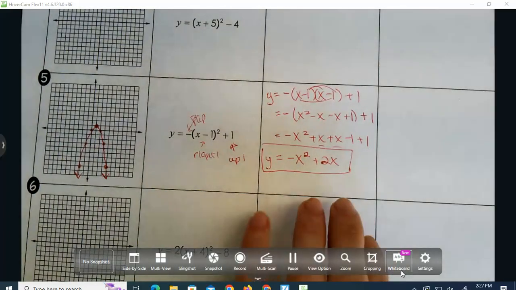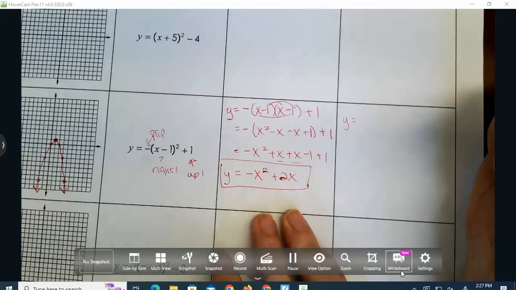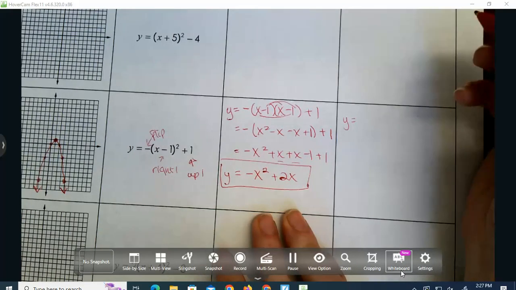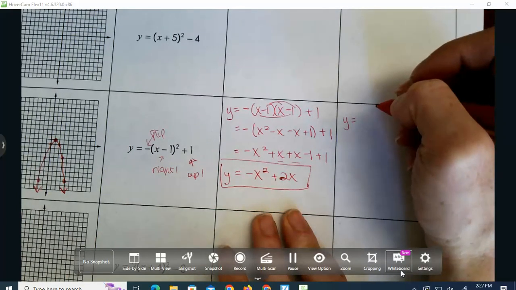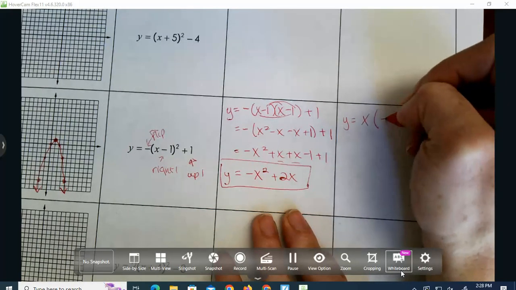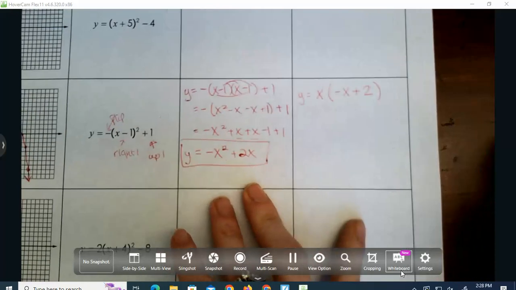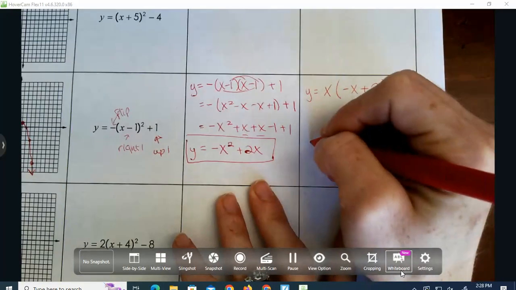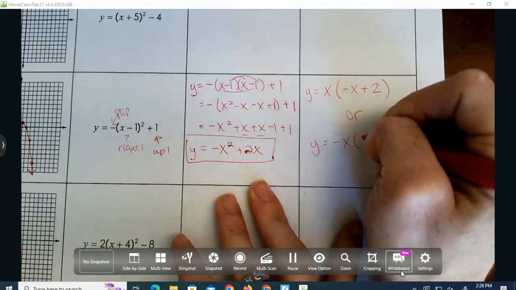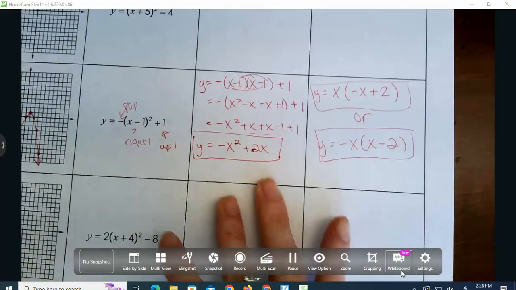How did we factor something like that? GCF, what can we take out of all of those? The x. So you could see it written like this. You might have also taken out a negative x. So you could see it written like this. Those are equivalent.